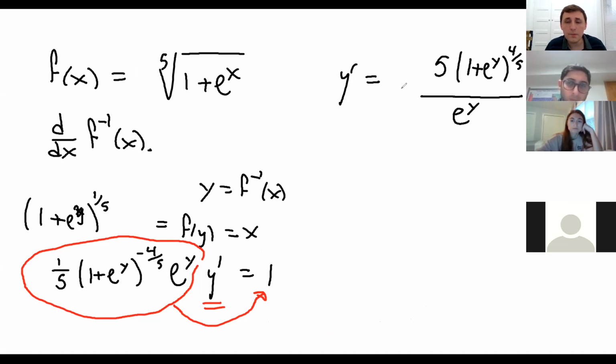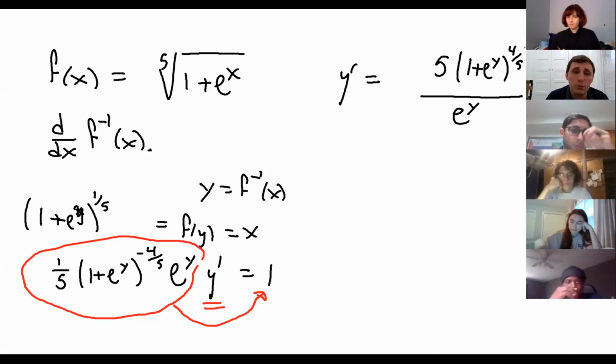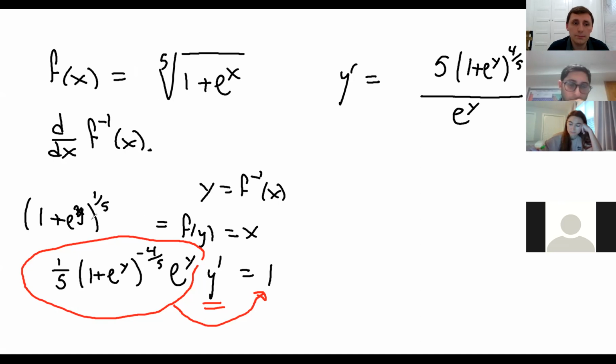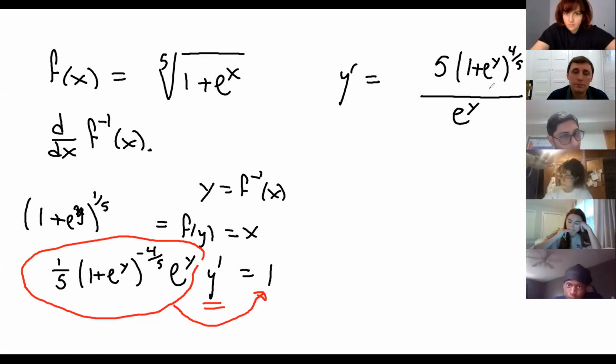So then what is 1 plus e to the y to the power of 4 over 5? Can I simplify this expression a little, the numerator? Can you please tell me a simpler formula for the numerator? Five x to the 4, precisely.